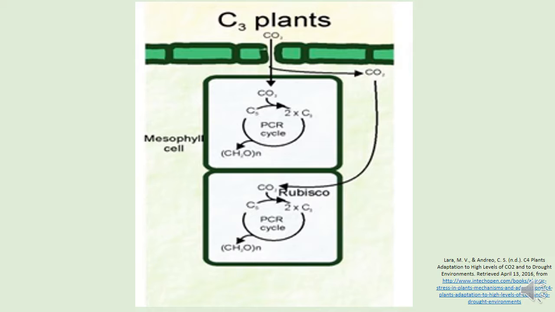C3 plants fix carbon dioxide to usable carbon in a process called the Calvin cycle. The Calvin cycle works by taking carbon dioxide through the pores and fixing it to make a 3-carbon chain called 3PG using the enzyme Rubisco. 3PG turns into G3P, which is used to make glucose. Some of the G3P is then recycled back to ribulose 5-phosphate, which is then used to restart the cycle.